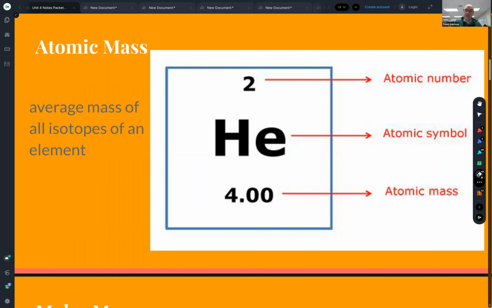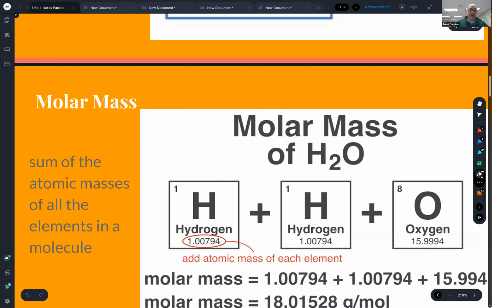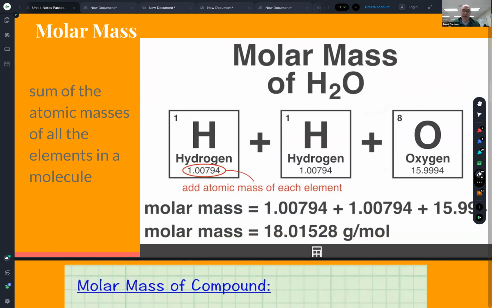Well, what we're going to do today is take a step forward and say, well, what happens if we start adding them together to make molecules? So if we have a compound or a molecule, what we've got to do is take those weights and add them together to find out the overall total, the sum of the weights. And we call this the molar mass.